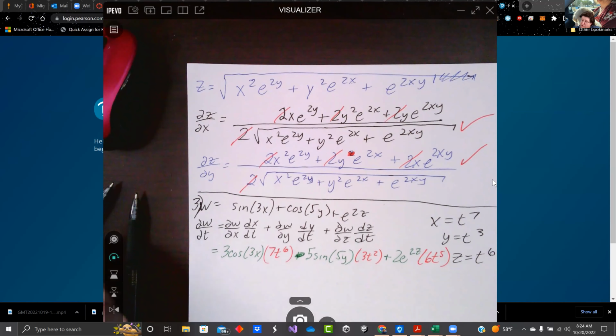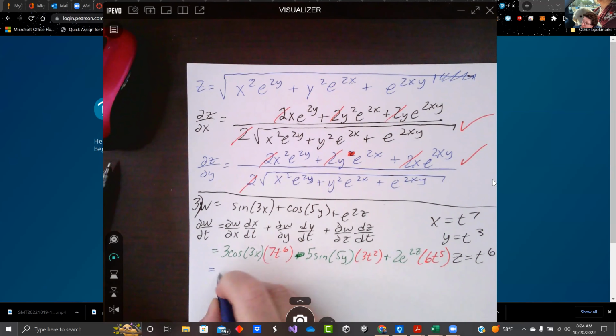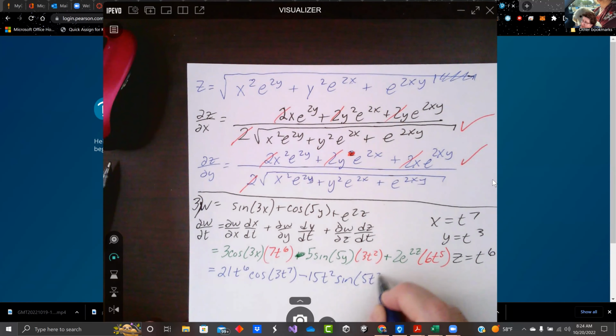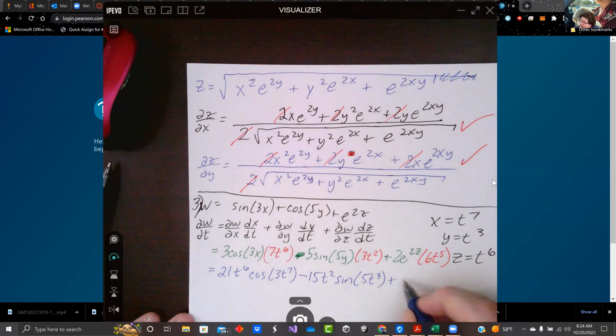So when I finish doing the substitutions, plug everything in, I got 3 times 7 is 21, I got a t to the 6th. And then I've got cosine of 3x, which is 3t to the 7th. Minus 5 times 3 is 15, t squared. Sine of 5y would be 5t cubed. And finally, we've got 12, 2 times 6 is 12, t to the 5th. e to the 2z would be e to the 2t to the 6th.